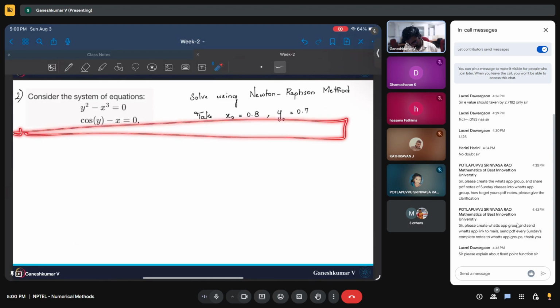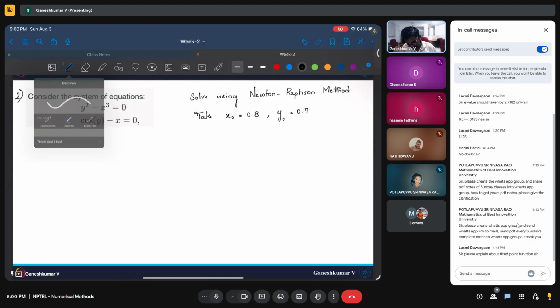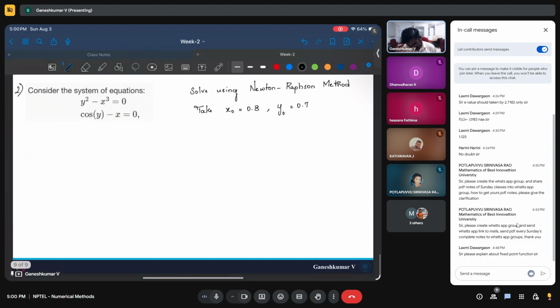Now we will solve a system of nonlinear equations. Till now we solved only one equation. Now we will solve a system of nonlinear equations. For simplicity, I'm going to have only two nonlinear equations. In this case, let's say f1 is y square minus x cube, and f2 is cos of y minus x.